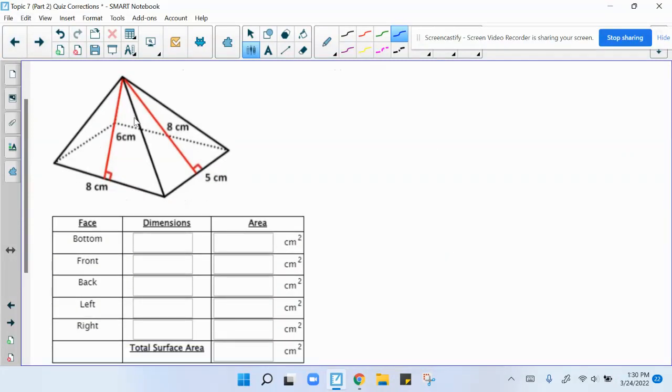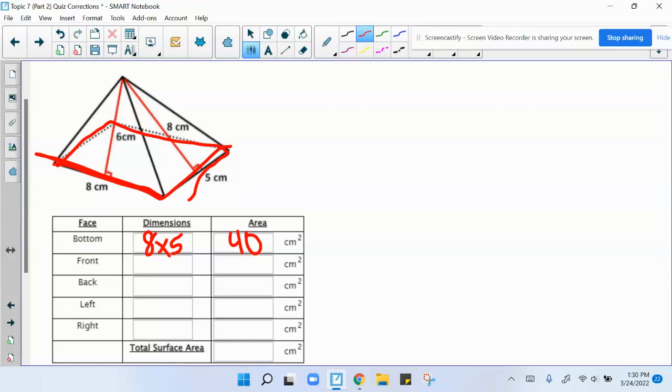What is the area of the rectangular pyramid, or the surface area? So again, the area of each surface. I'm going to highlight the bottom in red. The bottom in red shows me that it is 8 centimeters by 5 centimeters. So that would be 40.